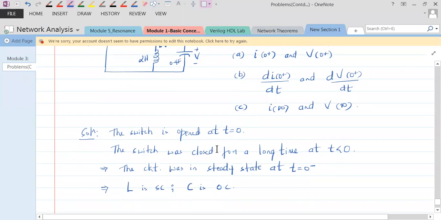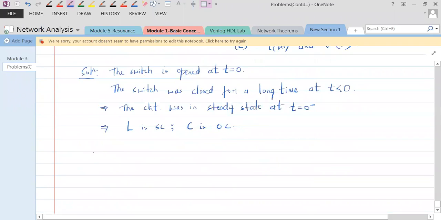So everybody draw the circuit diagram at t equal to 0 minus. Therefore, at t equal to 0 minus, how would the circuit look? Everybody write it. You have to replace L by a short circuit and C by an open circuit. Everybody do that. So this is the voltage being applied, 12 volts. Then you have the resistor. Here is the inductor, which you are short circuiting. This is the short circuited inductor. And this is the closed switch.